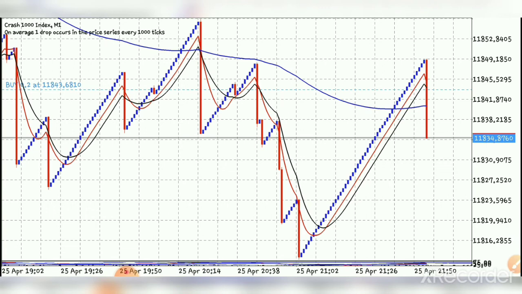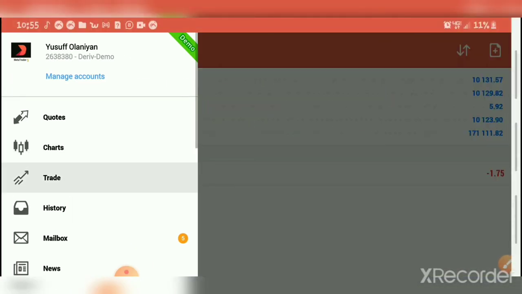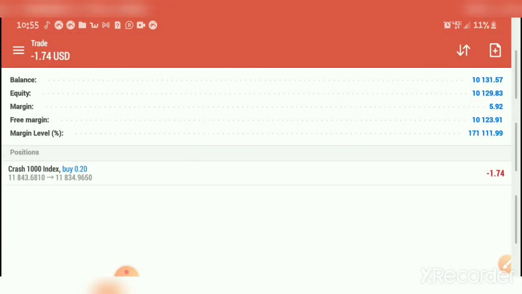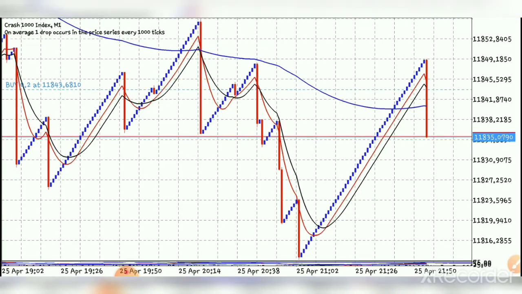Can you see what just happened? I told you there will soon be a spike. You can see the spike happens within just a second. I was on profit before. Can you see? I was seeing about just 80 cents. Guys, I'm now running a loss of minus 1.70 something dollars. So that's how you have to be careful.